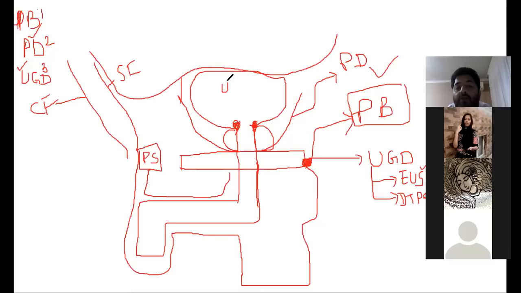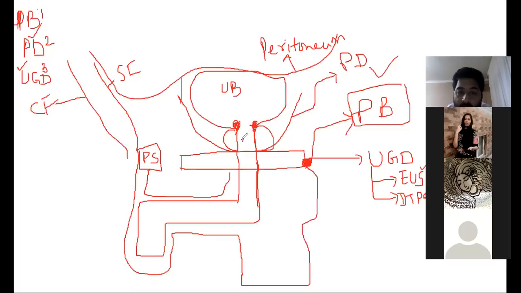This is our urinary bladder. What is this? Urinary bladder. And this urinary bladder, this is our peritoneum lining. Okay. Peritoneum. Okay. Now see here.